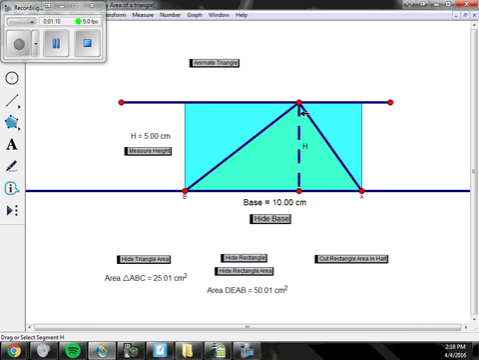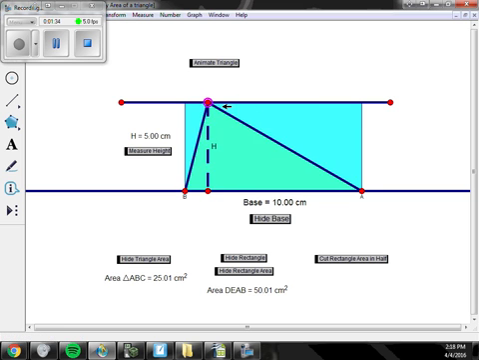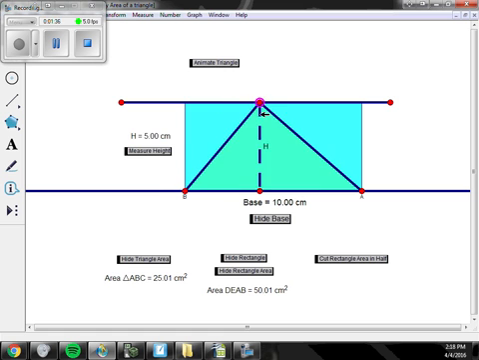Here's the height. So the height divides the blue rectangle into 2 rectangles. There's one over here, there's one over here, and this portion of the triangle is half of this bigger rectangle, and this portion of the triangle is half of this rectangle. So this triangle and this triangle are equal, this triangle and this triangle are equal, and notice the height didn't change, so the area didn't change.